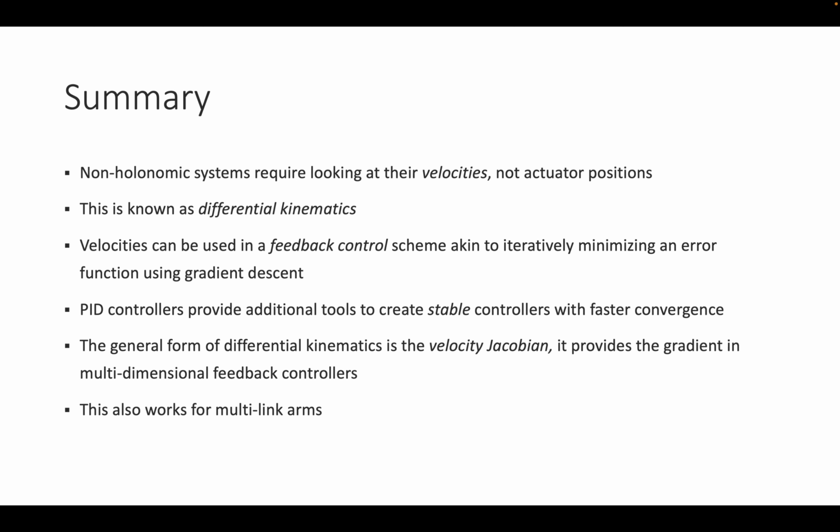We also introduced the general form of differential kinematics, which is known as the velocity Jacobian. I hope I showed you how the differential kinematics of the mobile robot that we've been looking at so far are essentially a velocity Jacobian, and that velocity Jacobian is the gradient that you can use to minimize functions of error for these robots. In this case, we showed you how we can minimize the error to a desired heading and distance. And this is something that will also work for multilink arms.